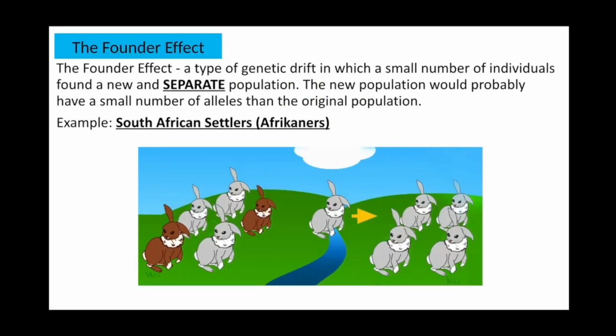The founder effect is a type of genetic drift in which a small number of individuals form a new and separate population. So for example, we have all these bunnies here. Some are gray, some are brown. But then only the gray bunnies move to a new location. Well, now this gray bunny is the founder of a new population, and that new population is all going to look gray. So we have this change in the number of alleles and the frequency of these alleles because we have this founder effect, a group of organisms in that species that have founded a new population. Their genes are different than the genes that they came from.